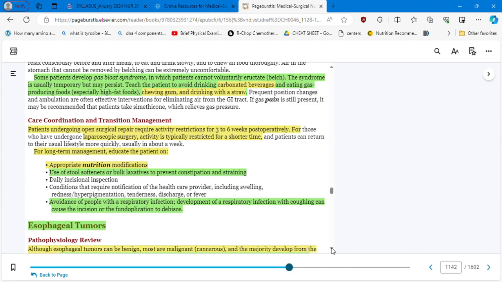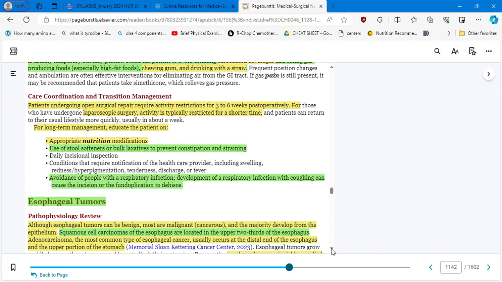straining. Honestly, if you follow your high fiber, your walking, and your fluids, you shouldn't have any problem with bowel movement. And if you take your celery juice, of course, you're going to have a nice, easy, soft bowel movement. Avoidance of people with a respiratory infection. Development of a respiratory infection with coughing can cause the incision of the fundal application to dehisce.